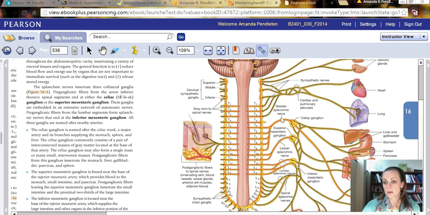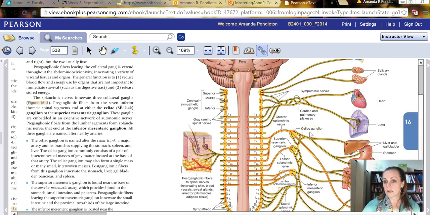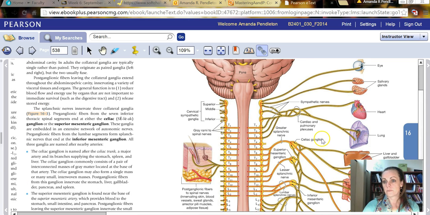One thing that you should notice, because we're going to compare this point later, is that the preganglionic neurons, most of the time, are relatively short, and these black postganglionic neurons are relatively long. Even with the sympathetic chain or these collateral ganglia, the ganglia are pretty far away from all of these effectors.